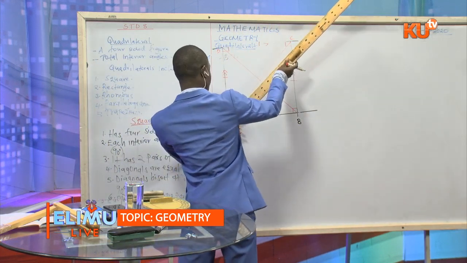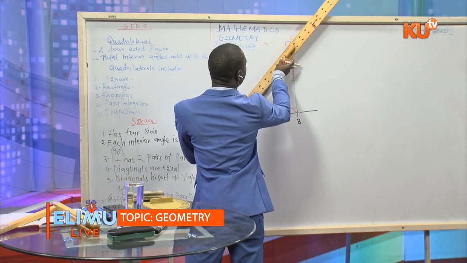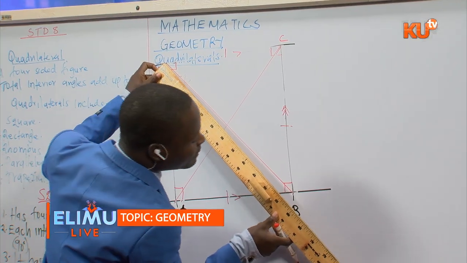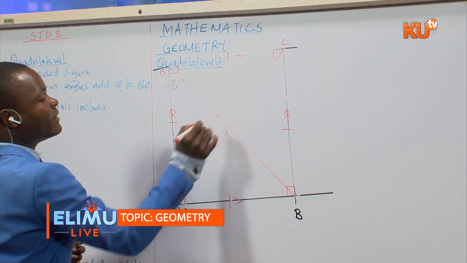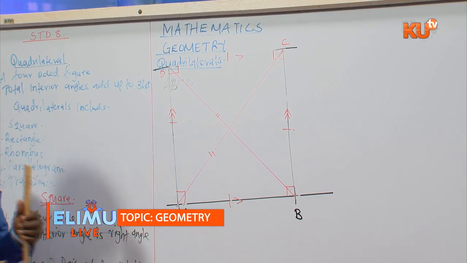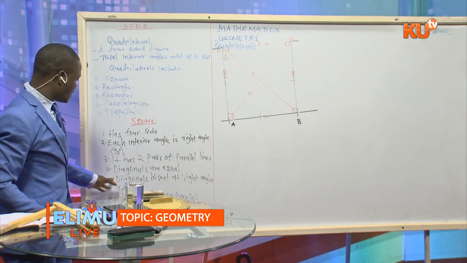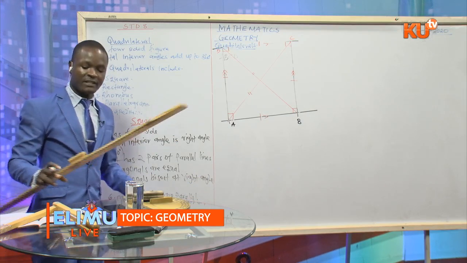If you measure from here to here is 5.5, and then here is also 5.5. So the diagonals are equal. This diagonal is equal to this diagonal. Now the other thing we have said about square is that the diagonals bisect at 90 degrees.